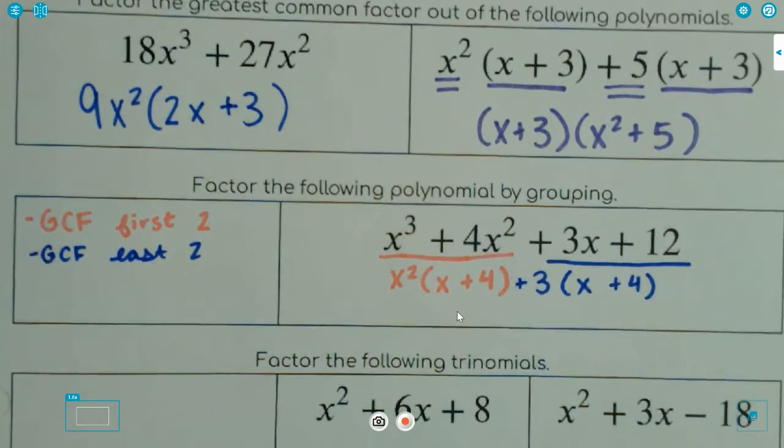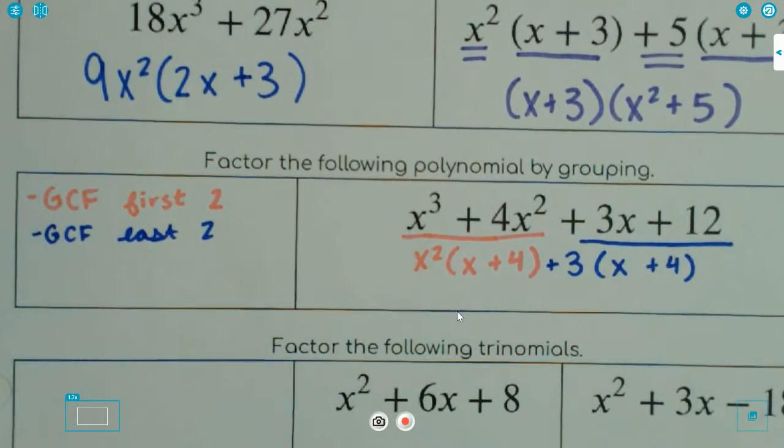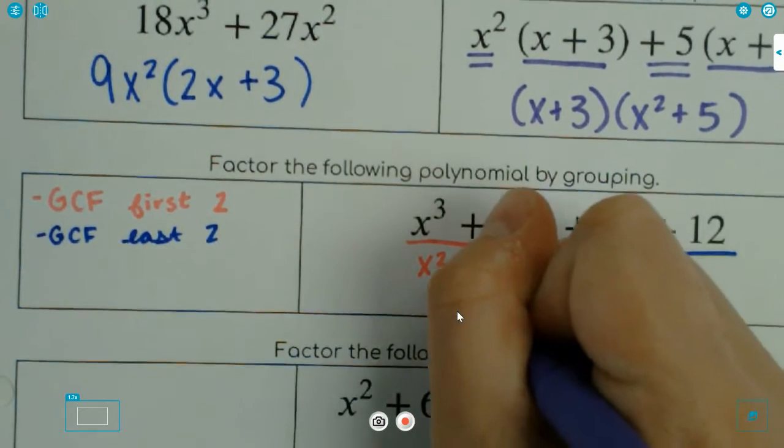And then here is the magic. What's left behind in those parentheses, if grouping is going to work and if you've done things correctly. Sometimes grouping doesn't work, in which case you would need to do something other than grouping, or maybe your polynomial is prime, meaning you can't factor it. But if grouping is going to work, then what's inside those parentheses should match. So x plus 4 and x plus 4 match.